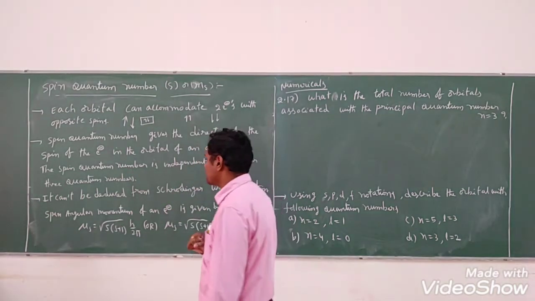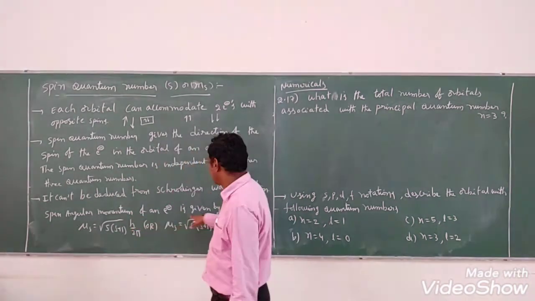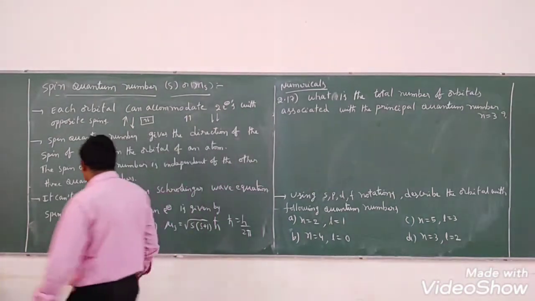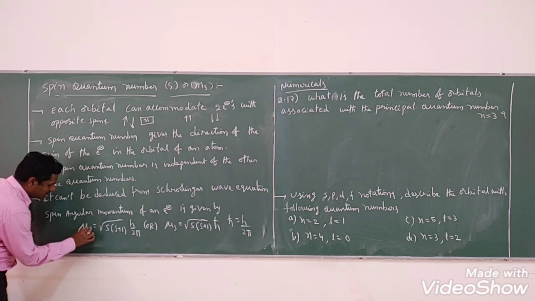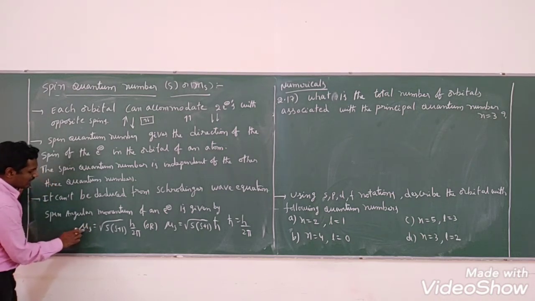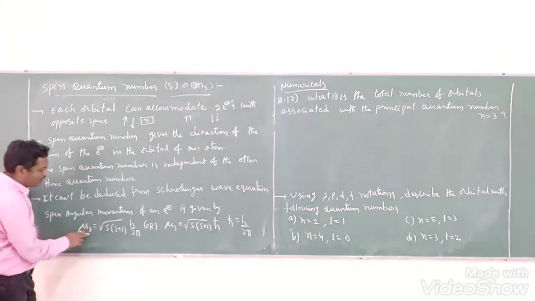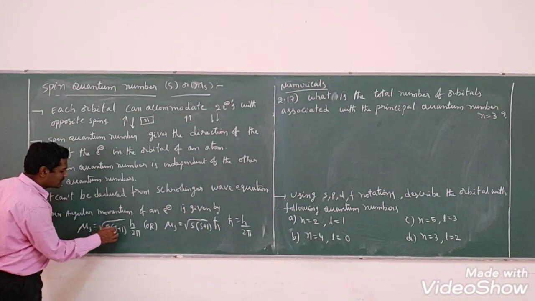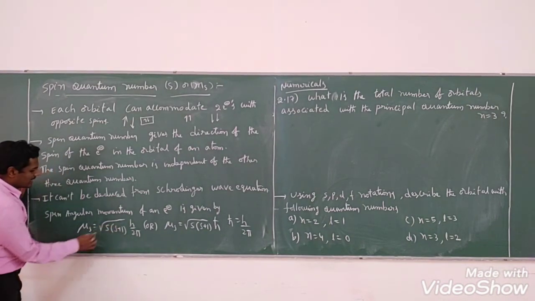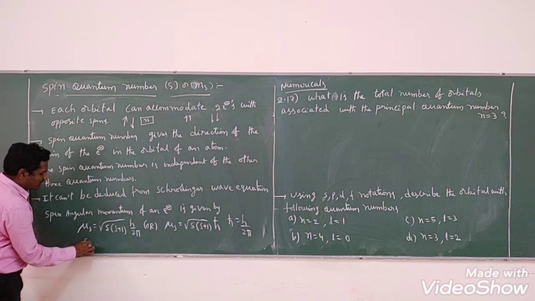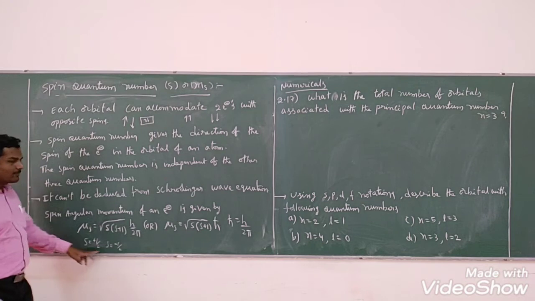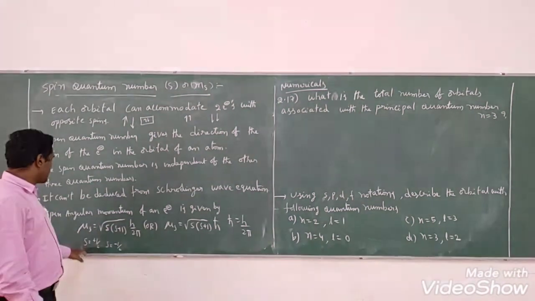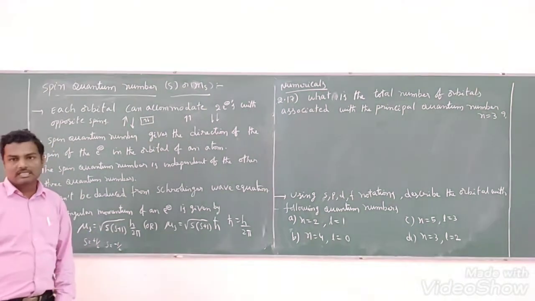Then how do we calculate spin angular momentum, sir? Spin angular momentum of an electron we can calculate by using this formula. Orbital angular momentum is denoted by capital L. Spin angular momentum is denoted by mu s, which is equal to square root of s into s plus 1 into h by 2 pi. s is nothing but spin quantum number. It may be plus half, it may be minus half. They will give you this value, and you can calculate easily with it.